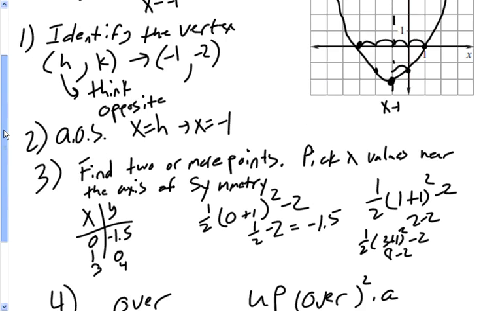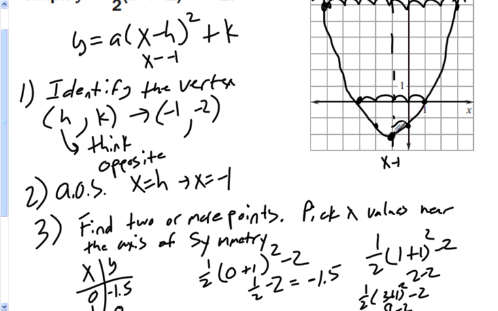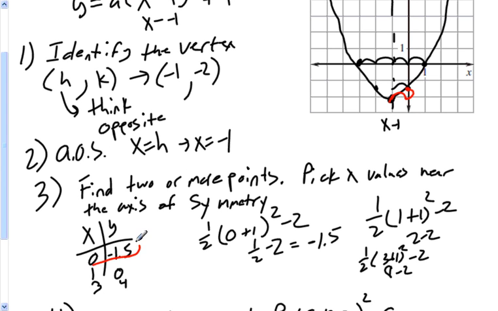So if I go up to my parabola here, and I start at the vertex, and I go over 1, then I just move up 1/2. And I'm right there at that point, which we had was 0 and negative 1/2.